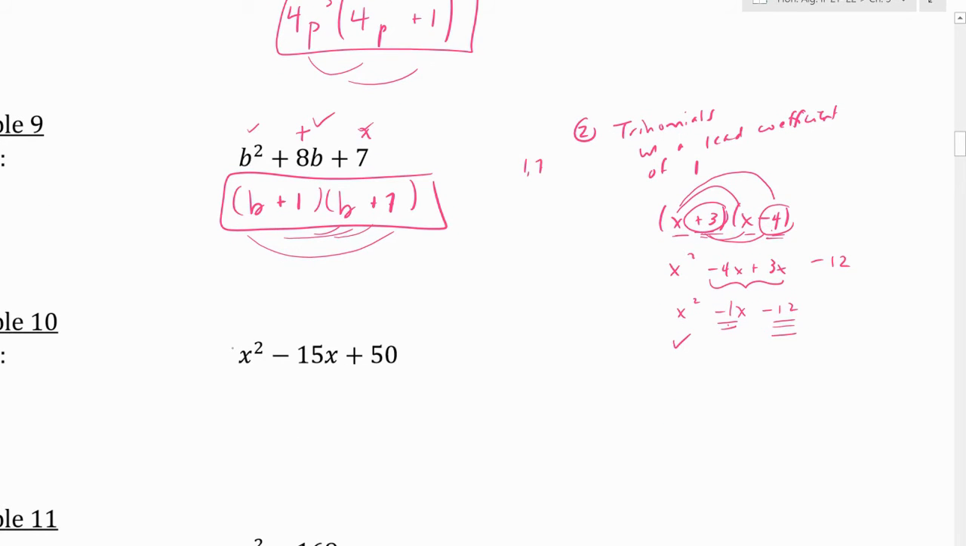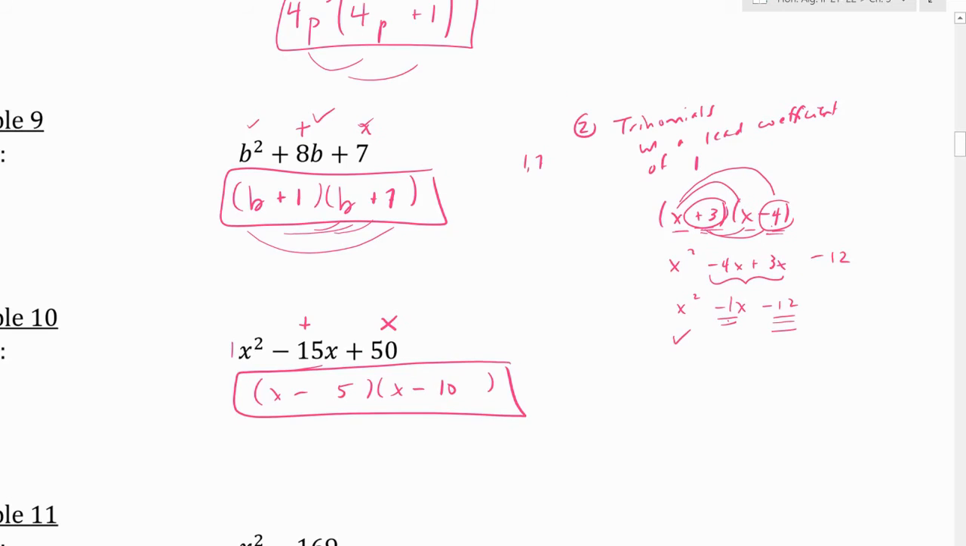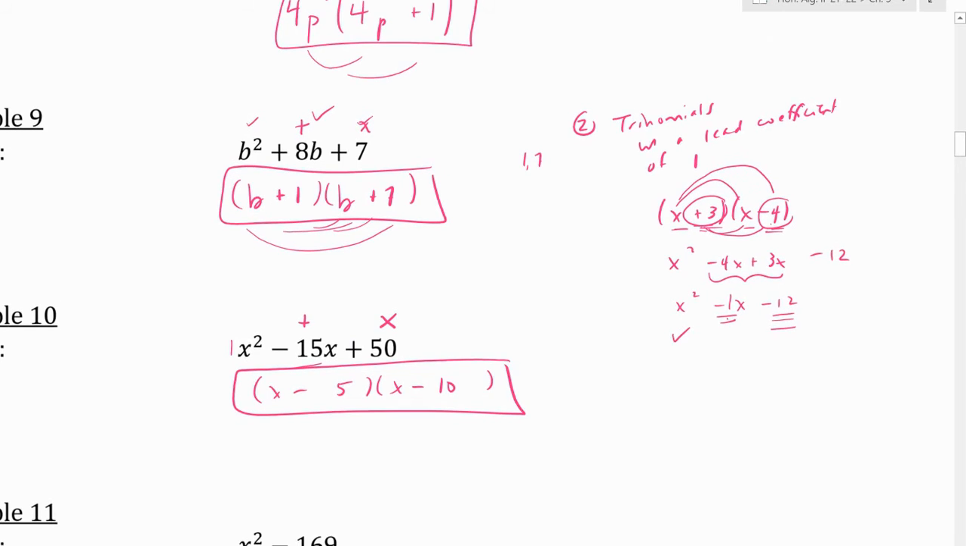So trinomial, lead coefficient 1. We want 2 numbers that multiply to be 50, add up to be negative 15. So if they multiply to be positive 50, they have to be the same sign. They're either both positive or both negative. If they add up to be negative 15, you know they're both negative. And then 5 and 10 will multiply to be the 50. And then negative 5 and negative 10 multiply to be 50, add up to be negative 15. And we got it. Okay. So those 2 were just trinomials with lead coefficient 1.